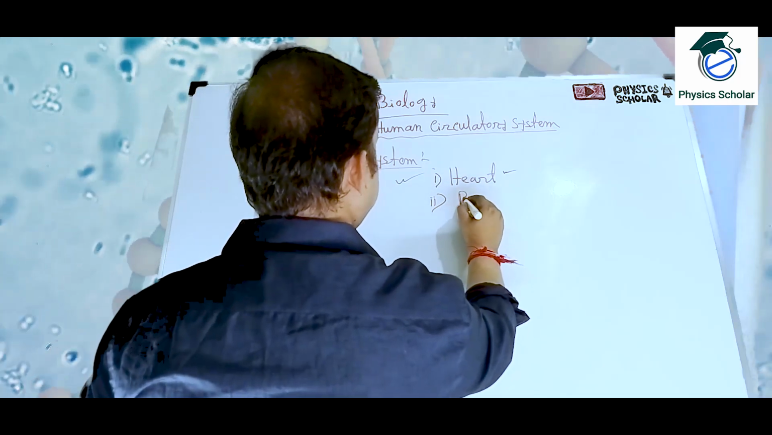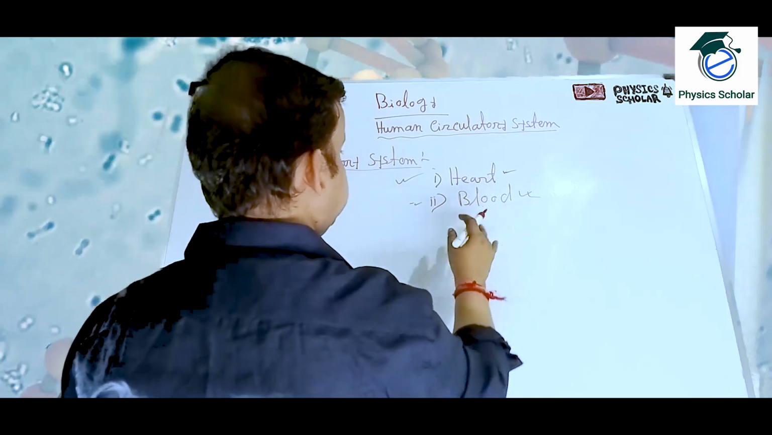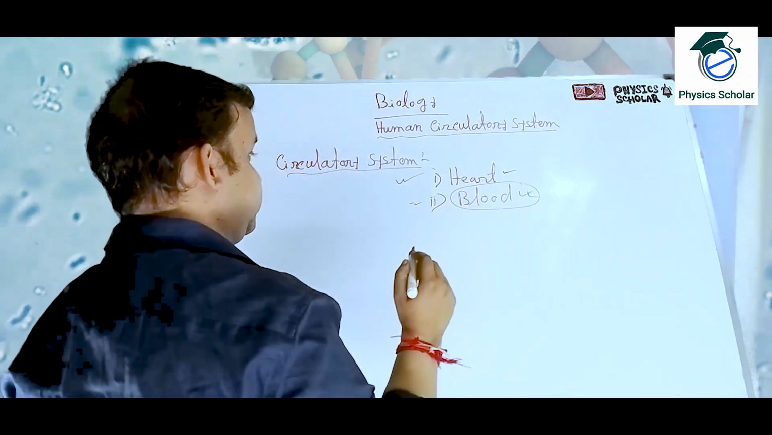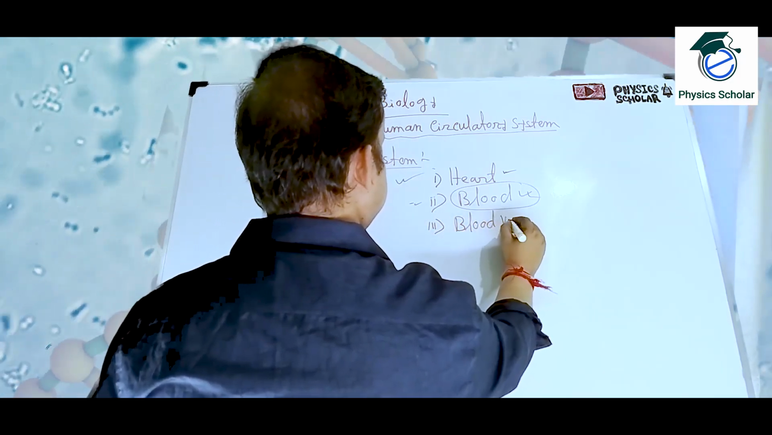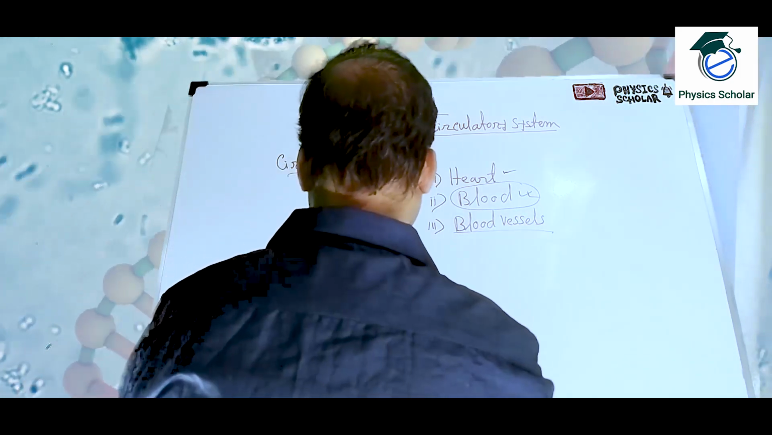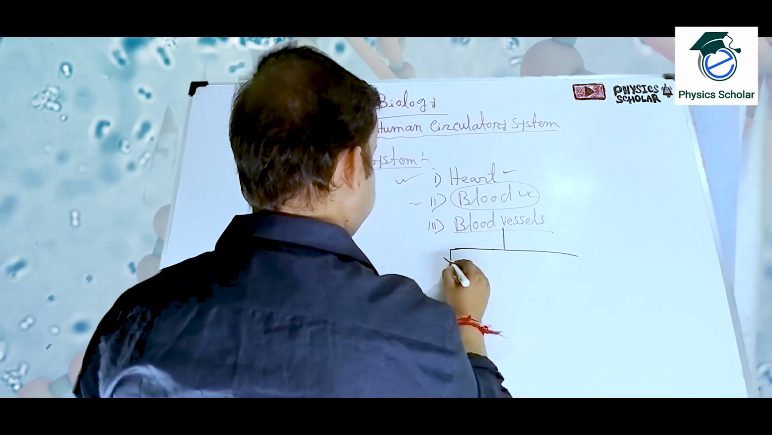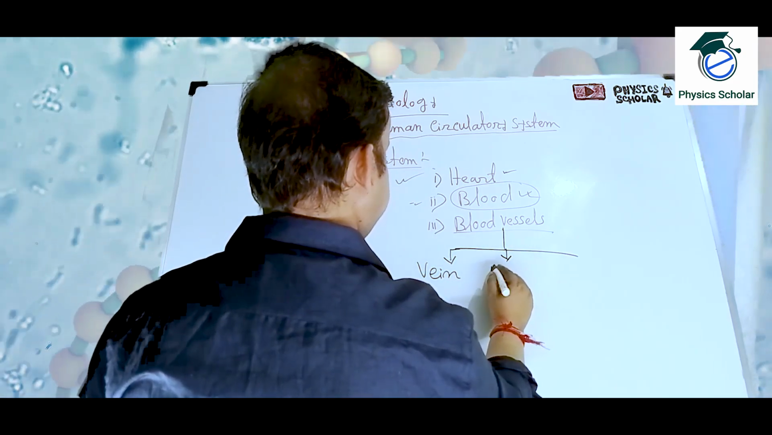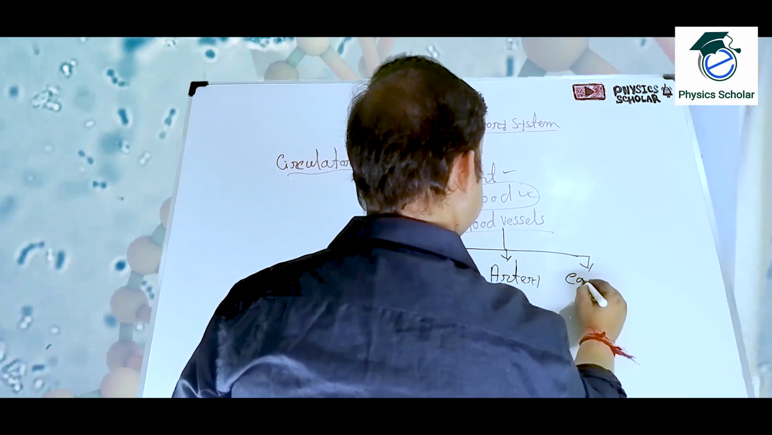Then there is blood. Blood is also there in the circulatory system, because it is the liquid which will flow through the blood vessels, and the blood we already discussed. Next one is blood vessels. Three types of blood vessels are there in our body. The first one is known as the vein, the second one is the artery, and the third one is the capillary.